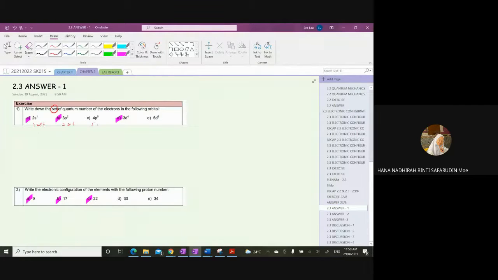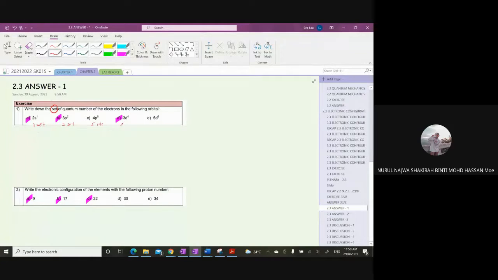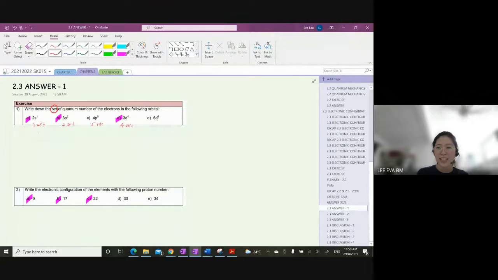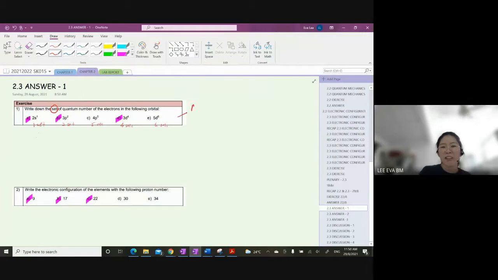5d5, how many sets? 5 sets. Okay, 3d4, how many sets? 4 electrons, so you need to have 4 sets. And 5d6? 6 sets. So semua ini kena ikut awak punya alpha, you kena ikut Pauli, you kena ikut Hans rule. Semua kena ikutlah bila awak tuliskan dia punya orbital diagram.